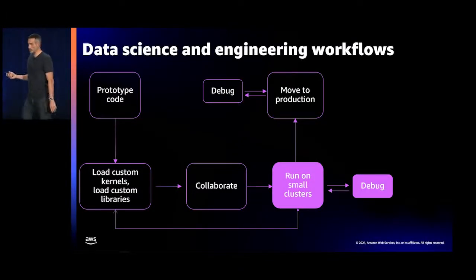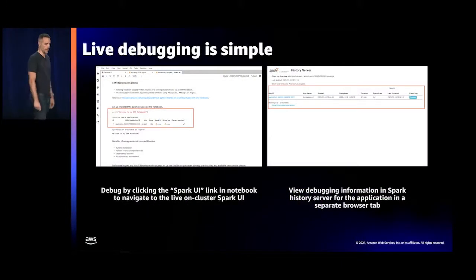When you run your code, you will need to debug. It's an iterative process. You will need to see what's happening in your notebook. That's also very simple because you have a direct link from your notebook to the Spark History Server. It will open a new browser tab, and you will have the exact same experience as you have with a history server in Spark.